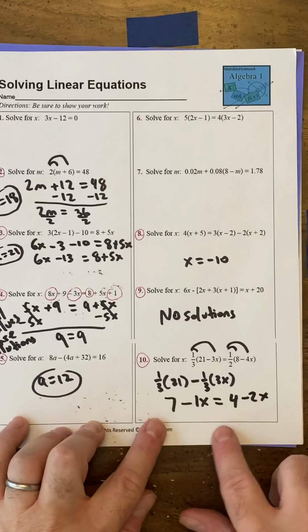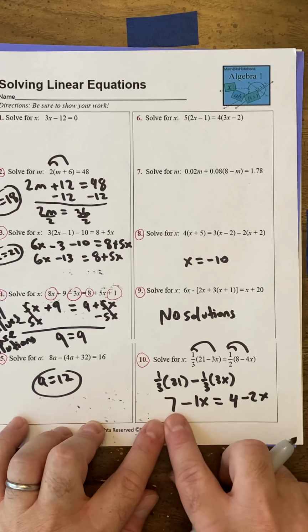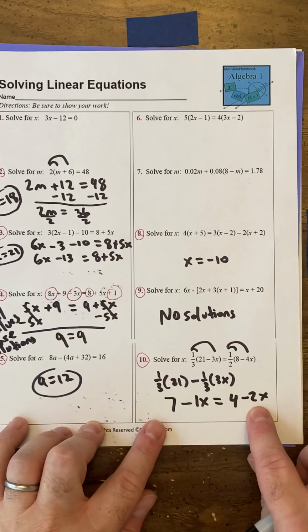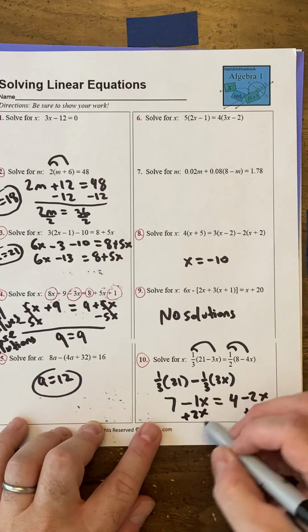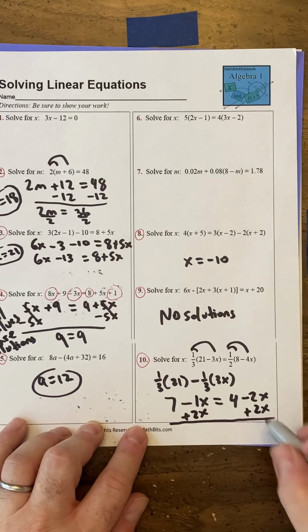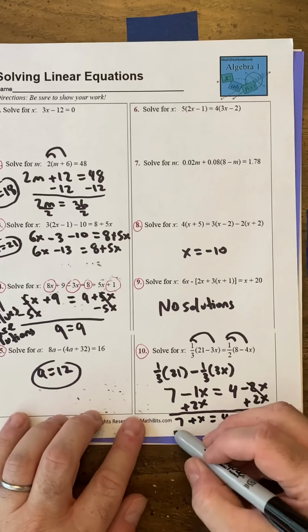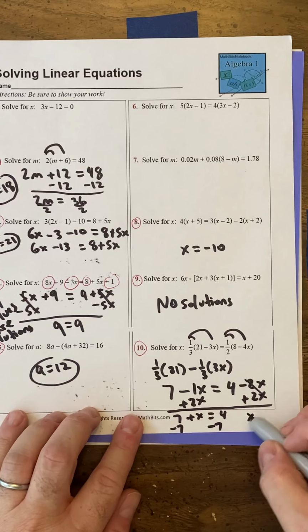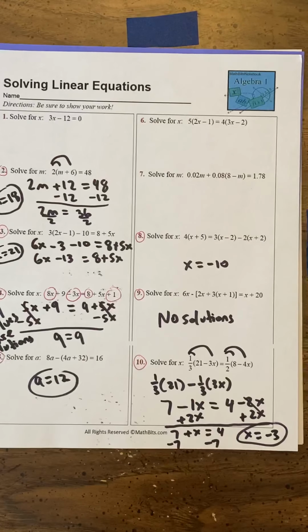Now we have a situation like the previous ones where we have unlike terms on opposite sides of the equation. We could fix that by adding 2x to both sides. Again, you have various options here for how to proceed. You're going to get 7 plus x equals 4. If you subtract 7 on both sides, you're going to get x equals -3. Okay, so that's how you solve these problems.